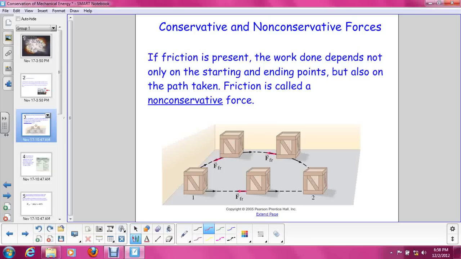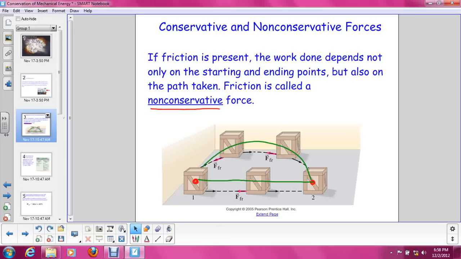So if we look at the diagram of these boxes, if this is the starting point and this is the ending point, the amount of work done is going to be different whether you push it in a straight line or you push it in an arc. And that's because friction is present. If this were being done on a frictionless surface, it would not matter. The amount of work done on the box would be the same. But because friction is present, because a non-conservative force is present, the path matters.